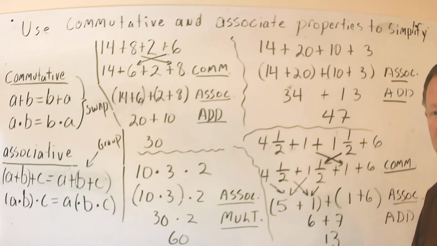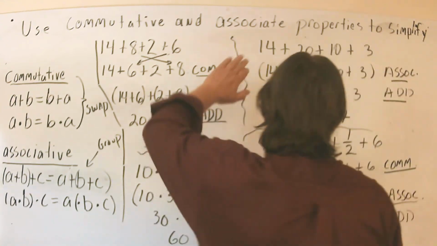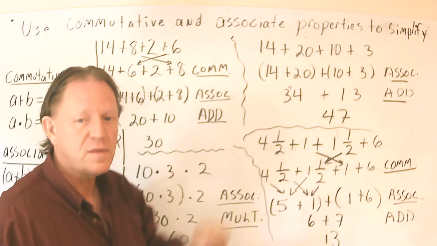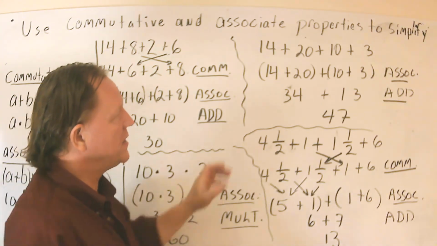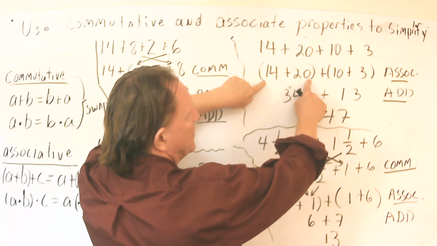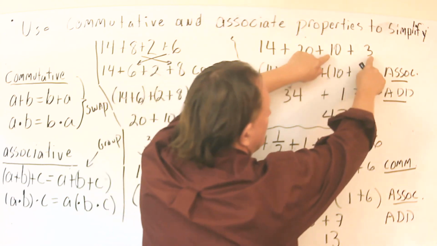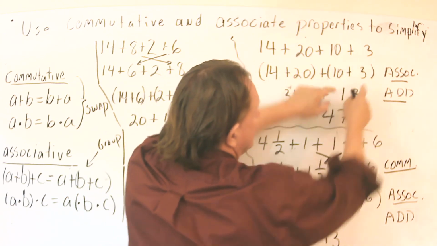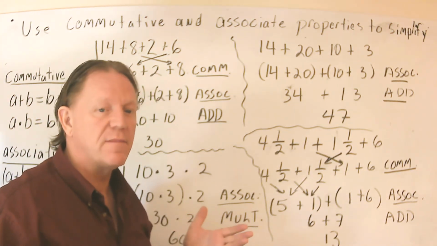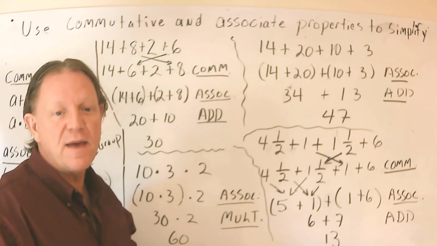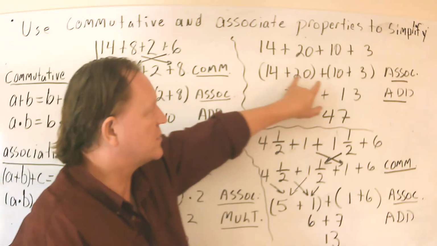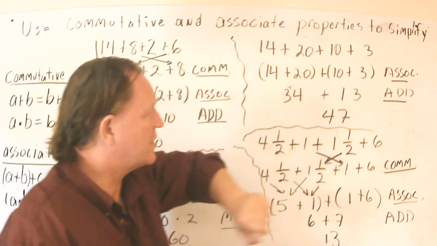Let's look at another example here. This one right here, 14 plus 20 plus 10 plus 3. Why don't we go ahead and just associate the 14 and the 20. We'll group them together with parentheses. And we'll go ahead and group the 10 and the 3 together with parentheses. Now keep in mind, I could group any of these numbers. We'll still get the same answer. It's just the fact that I am grouping. I'm using the associative property. I'm choosing to group the 14 and the 20, and the 10 plus 3.